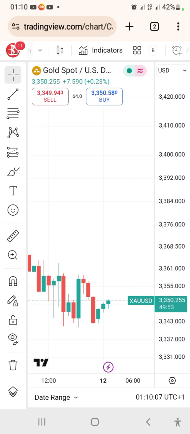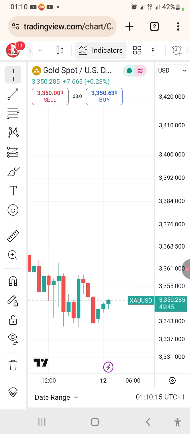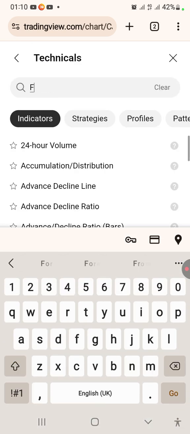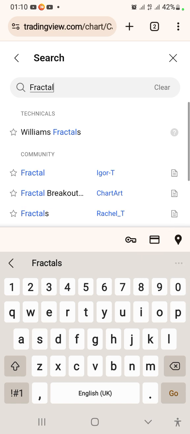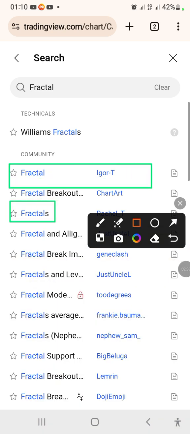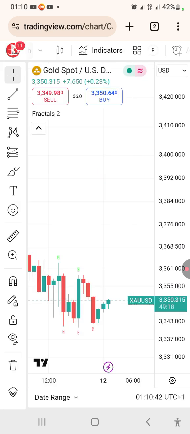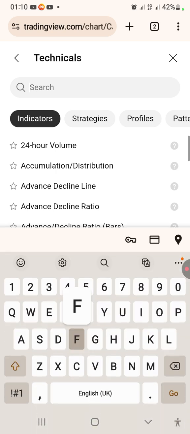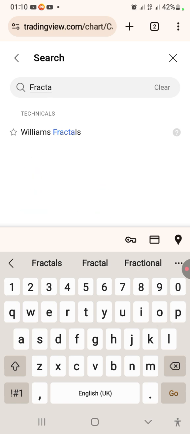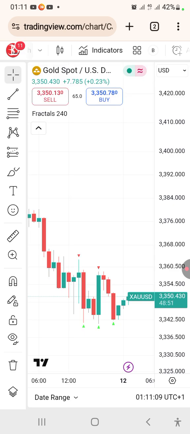You will click on the indicator here on TradingView, click on it, then type fractal. You just pick the fractal, either this or this. So now let's pick the first one. It's added already. Go back to your chart. This is not that clear, so I'm going to remove this and I'll pick the second one. It's the same thing, but let's pick the second one. Okay, and then you see it's clear.